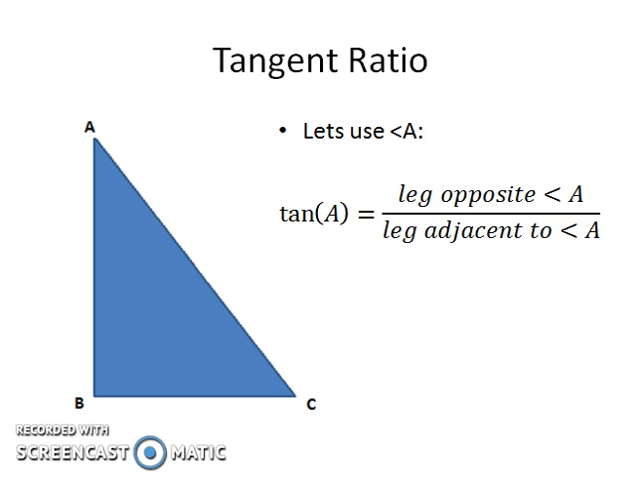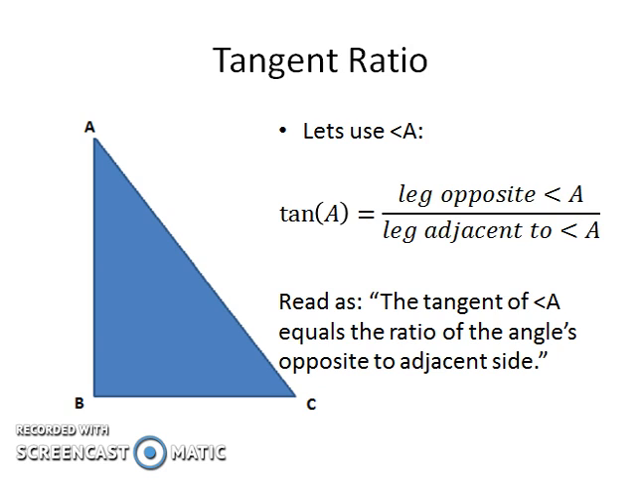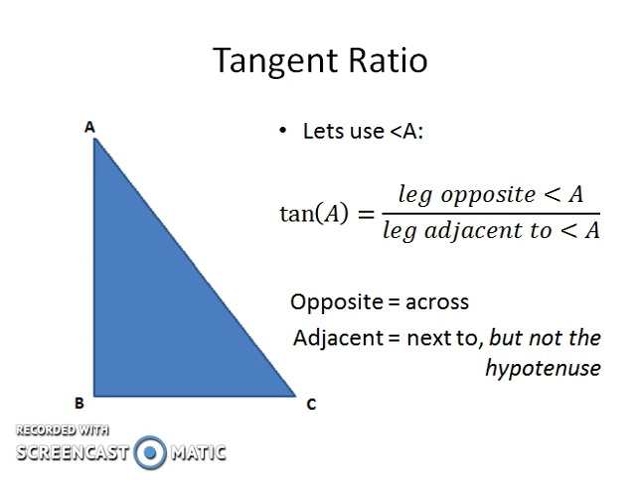So for the tangent ratio, we're going to focus on angle A, and the ratio is set up in this specific way for any single angle. The tangent of angle A, which refers to a ratio, is equal to the leg opposite angle A divided by the leg adjacent to angle A. Opposite refers to the side across from the angle, but adjacent refers to the side next to the angle or attached to it, but not the hypotenuse. That's its own separate side.